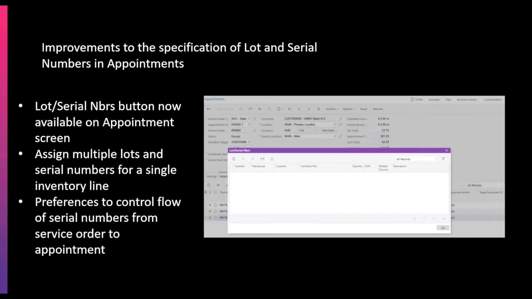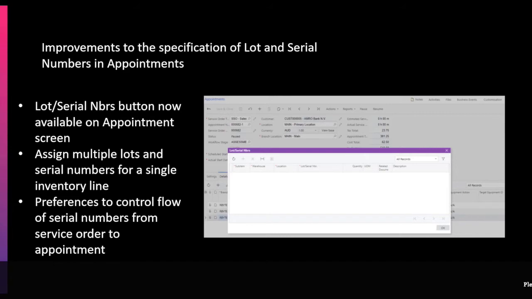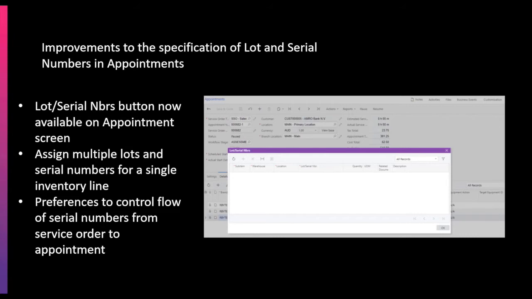One of the limitations in the field services module was the inability to add multiple lot or serial numbers for a single inventory line. This was an issue for instances where a job would require more than one of a particular item. The usual workaround was to add multiple lines of the same item to indicate the different lots and serial numbers, which isn't always ideal, especially when you have a large number of items. With 2021.1, the lot and serial numbers button was added to remedy this.